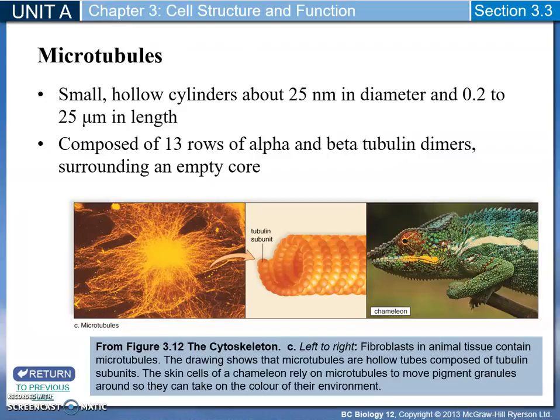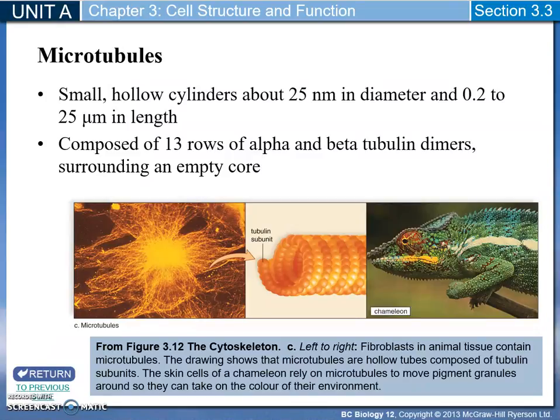That brings us to the microtubules. So these are very small, hollow cylinder-like structures, and they're in the area of 29 nanometers in diameter, and about 0.2 to 25 micrometers in length. So these are composed of 13 rows of alpha and beta tubulin dimers surrounding an empty core. So those terms just refer to the structure of it.